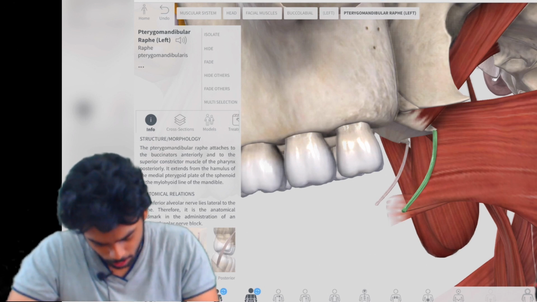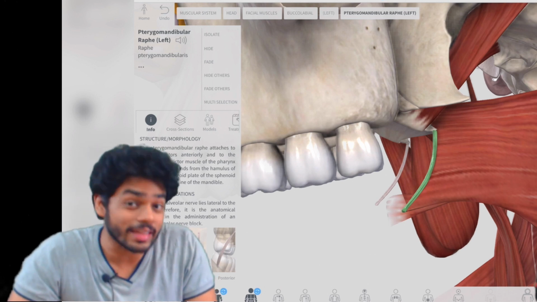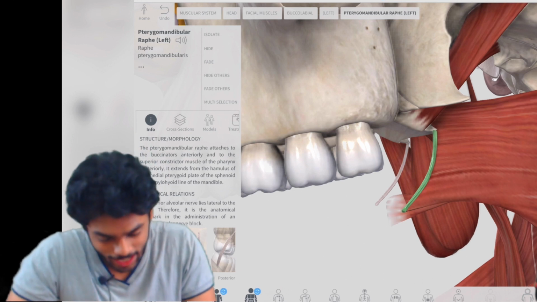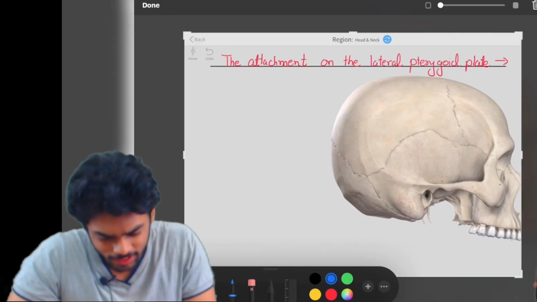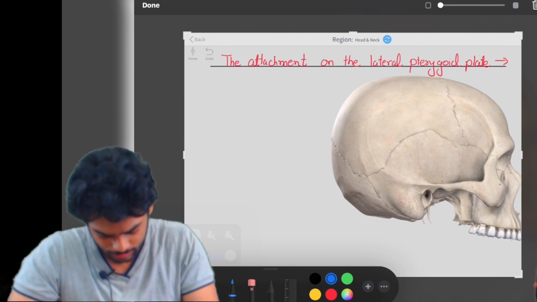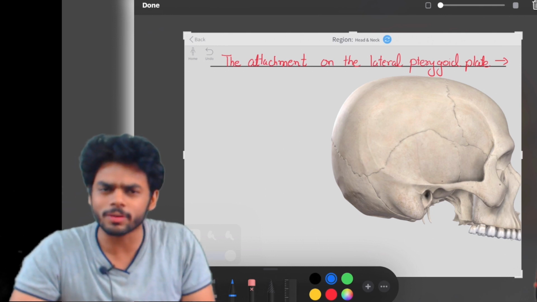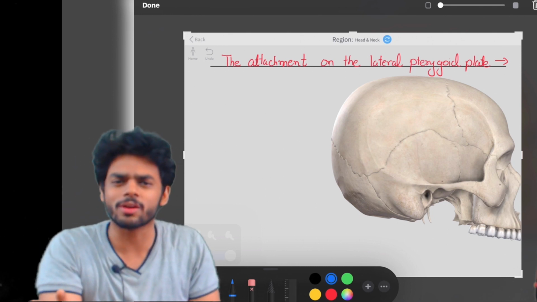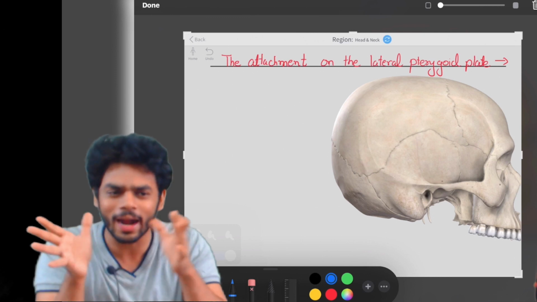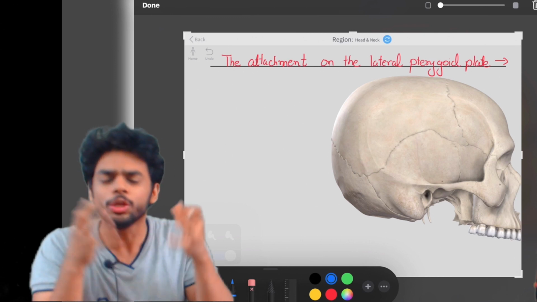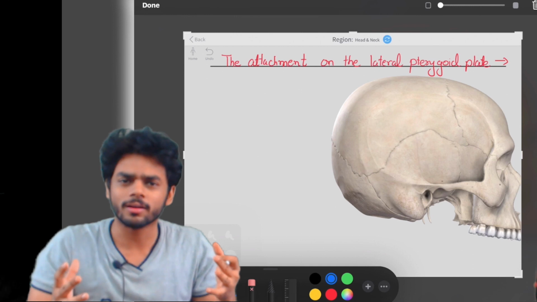Now we will deal with the attachments on the lateral pterygoid plate. Where is the lateral pterygoid plate? Yes, lateral to the medial pterygoid plate. So simple. Just make the anatomy simple, study with animation, and go to the dissection hall and see those structures in real. You will get a proper, full idea. Okay.